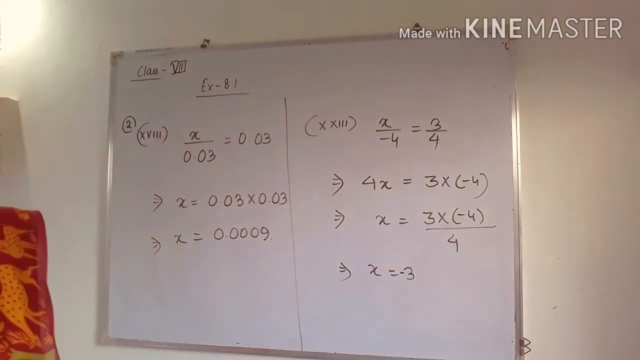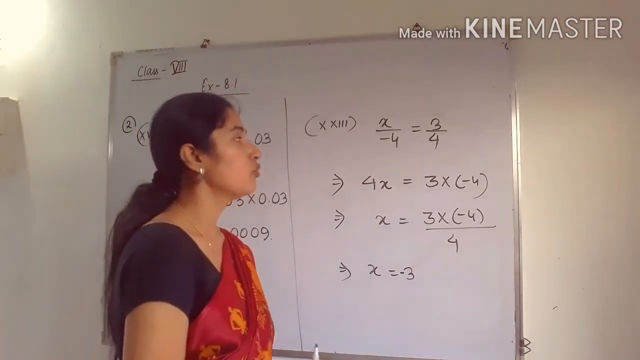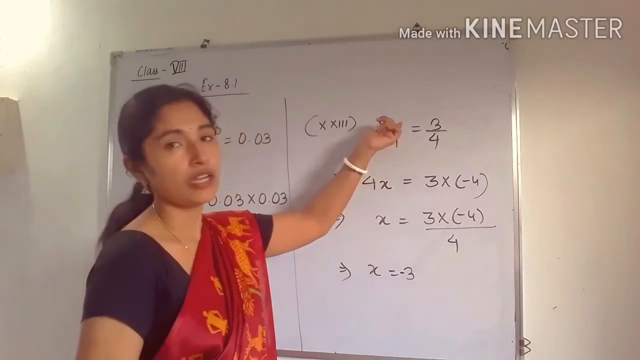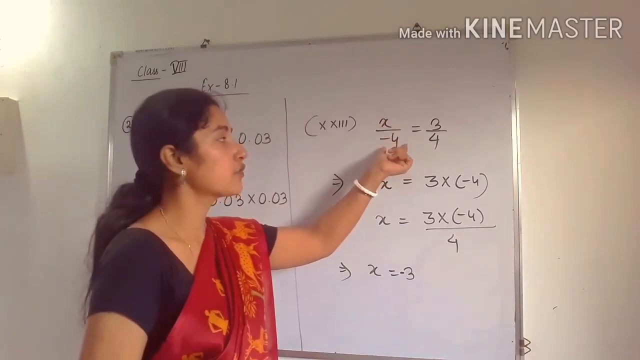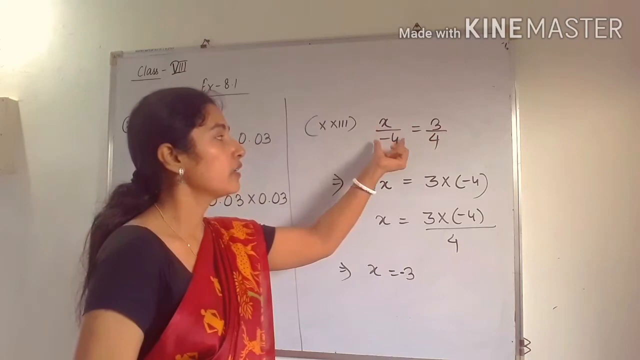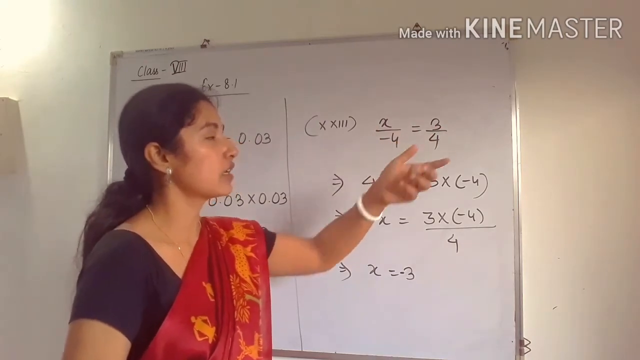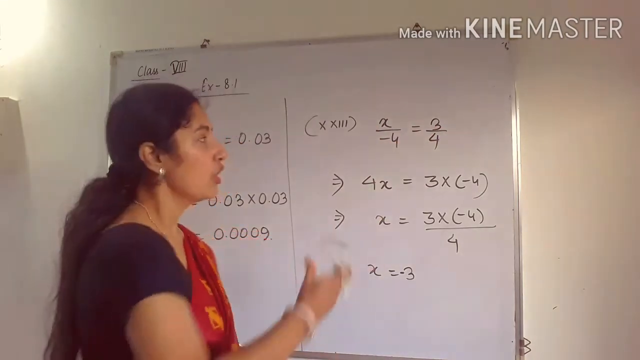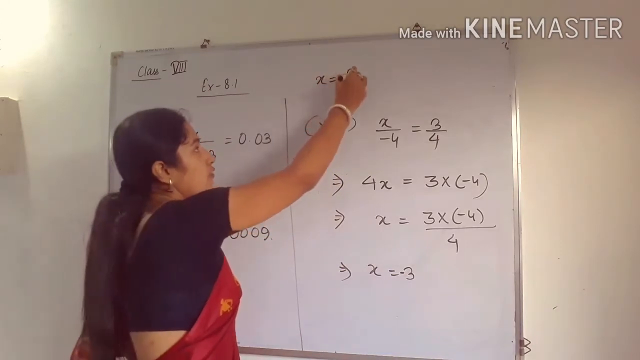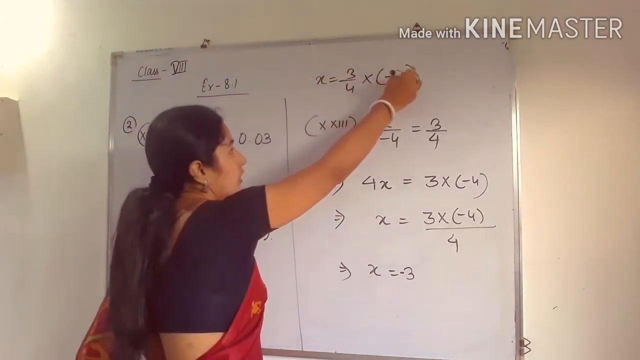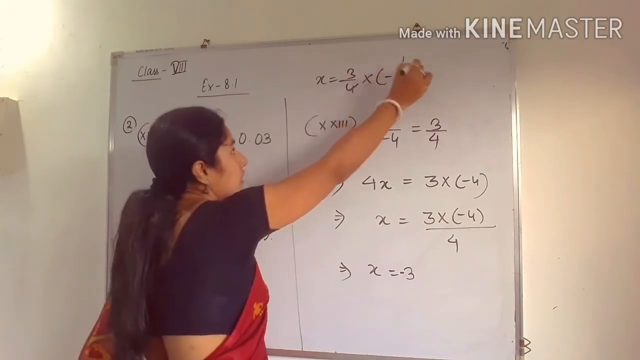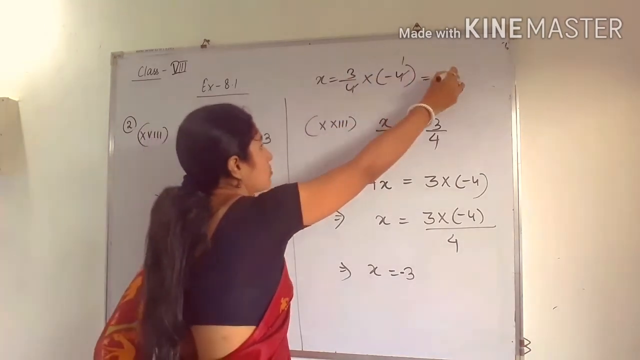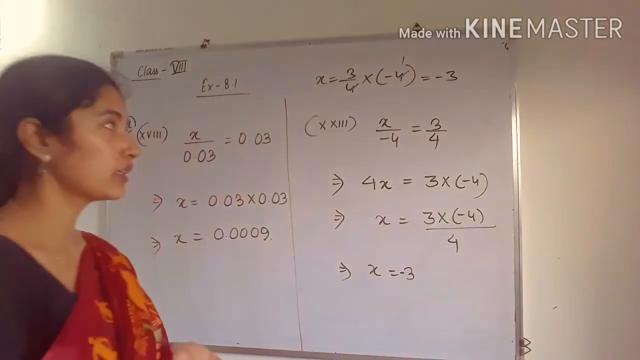Next, see x by minus 4 is equal to 3 by 4. So now we have to find the value of x. Because we have to find x, we can directly transfer minus 4 to that side. Here it is divided. When it goes to that side, it will get multiplied with 3 by 4. So you can write 3 by 4 into minus 4. Like that, 4 will get cancelled. You will get minus 1. 3 into minus 1 will be minus 3. You can do it like this also.